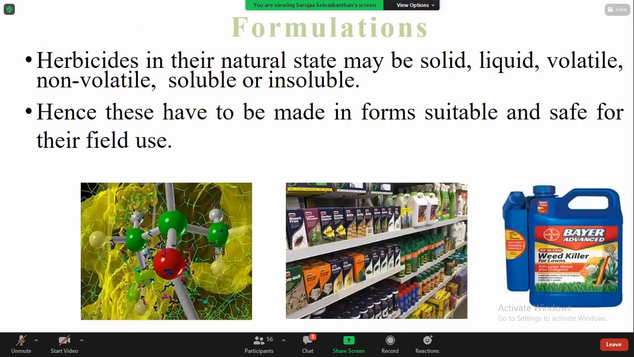Then formulation. Herbicides in their natural state may be solid, liquid, volatile, non-volatile, soluble or insoluble. These are the natural states of the chemical. They have to be made in a form suitable and safe for field use. Naturally they are available as solid or liquid, volatile or non-volatile, which is not a matter. Sometimes naturally a chemical is solid, then artificially we can make it liquid. Like that we can change it now.